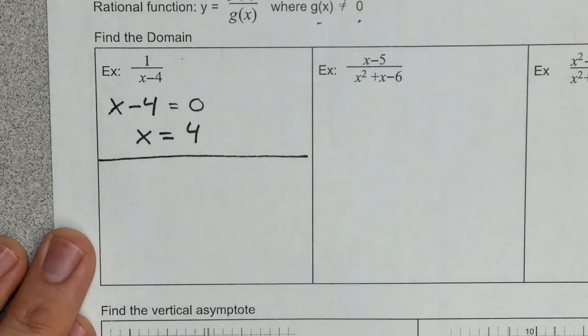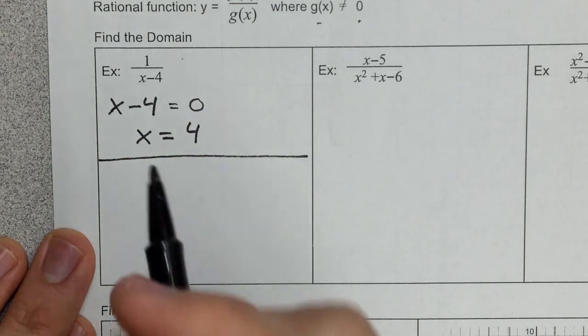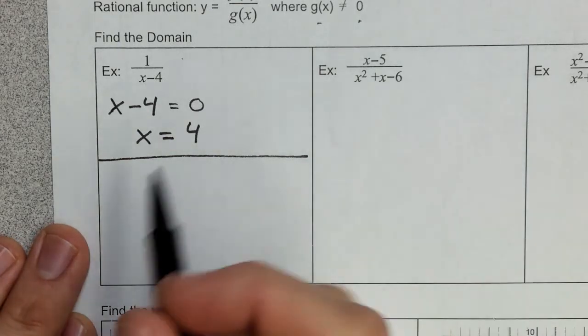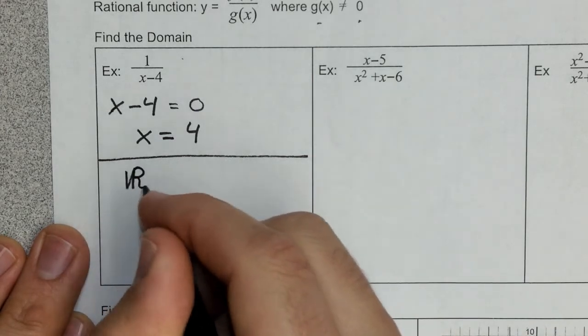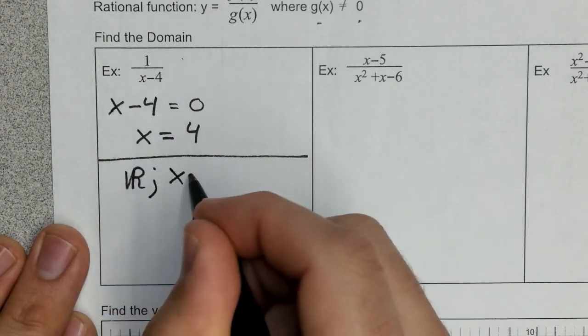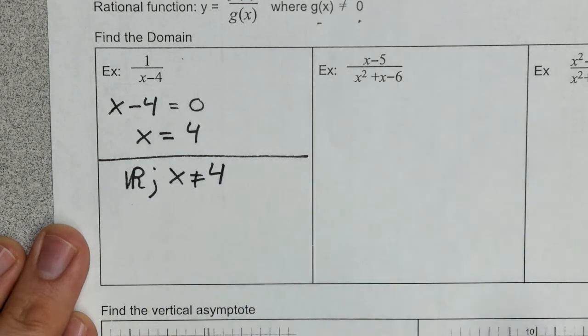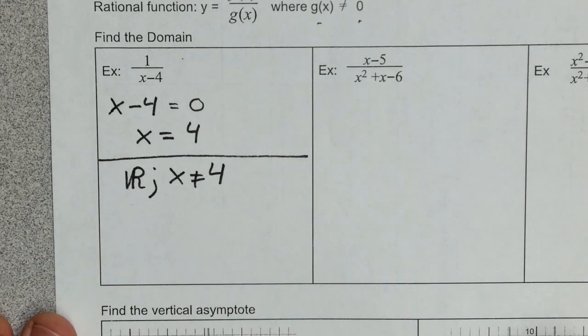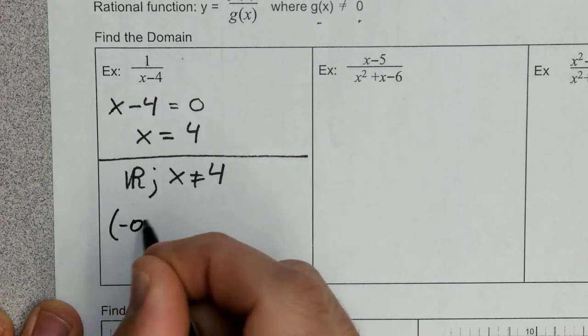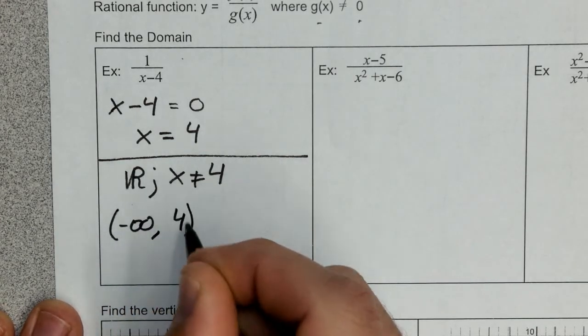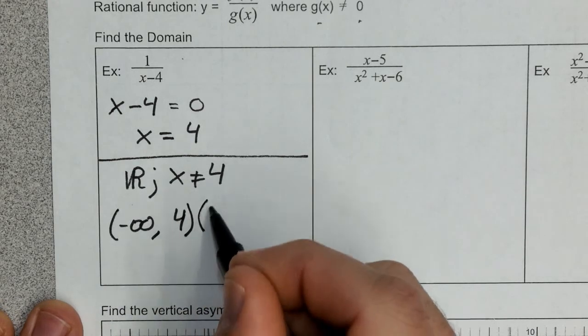The denominator cannot be, or sorry, x cannot be equal to 4 because it makes the denominator 0. So if we want the domain of this function, then it would be all real numbers. X cannot be 4. Okay. We could also write this using interval notation. So we could write that the domain is from negative infinity to 4, not including 4, and then from 4 to infinity.